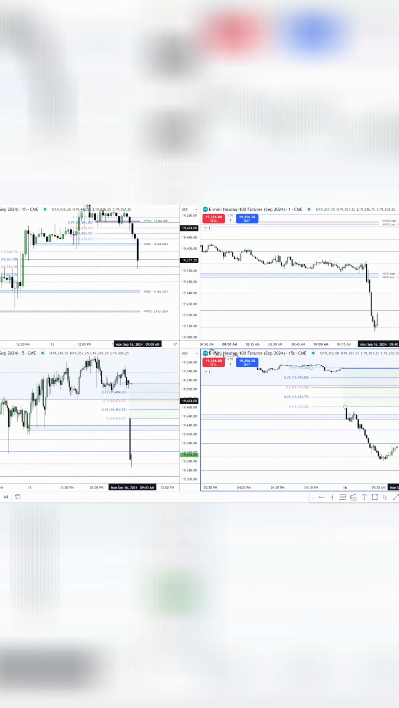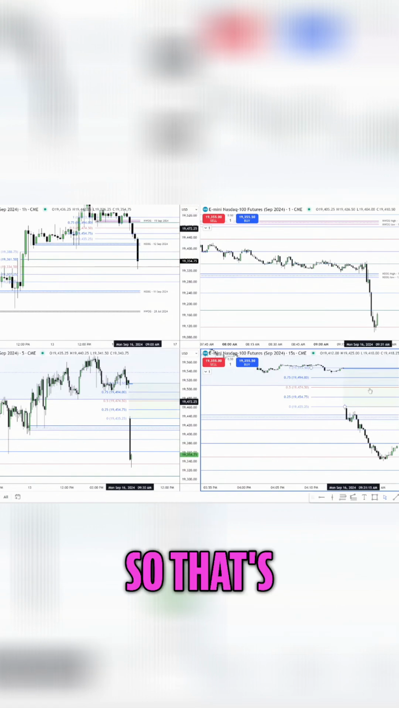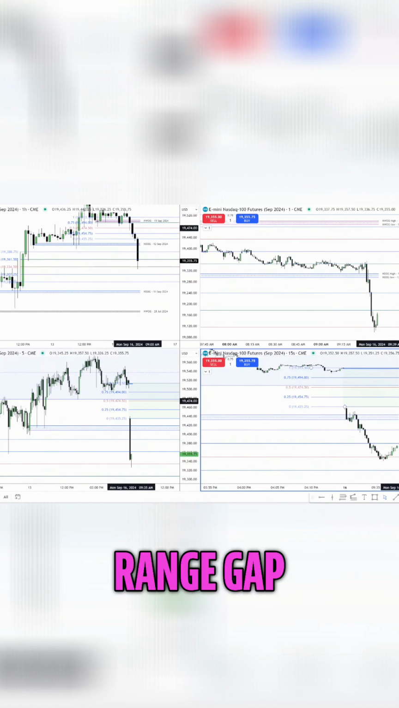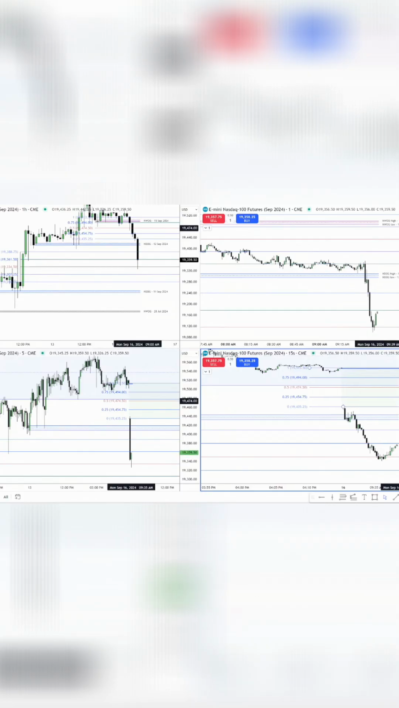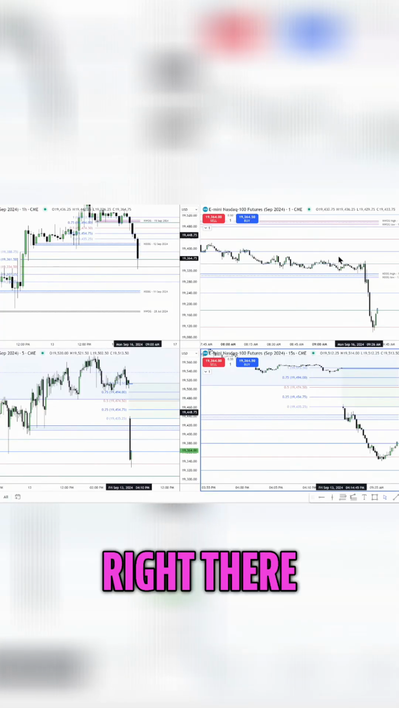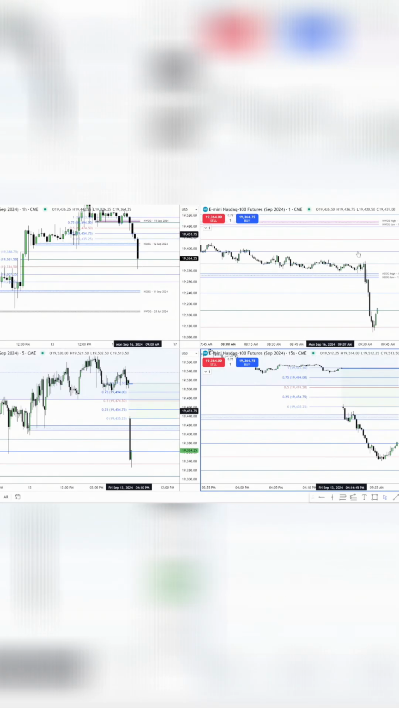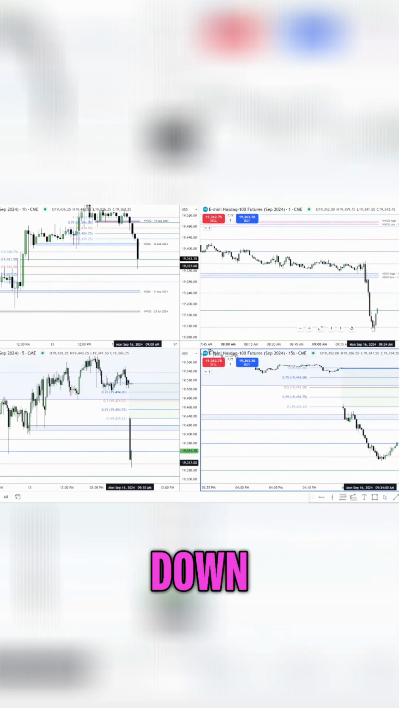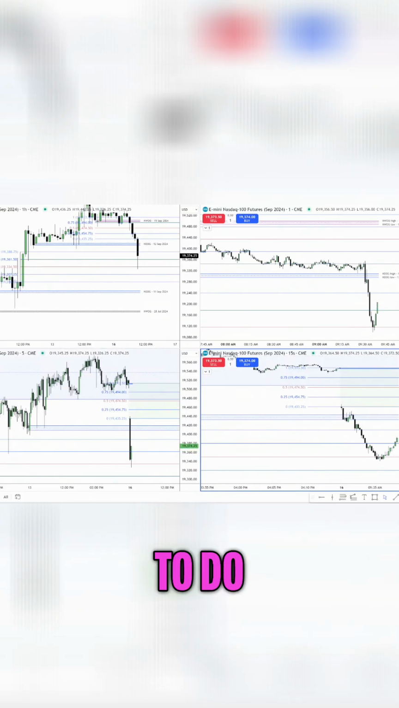Gap is here. So that's consequent encroachment of the opening range gap. If you look at the 1 minute chart, that's real nice right there. Clean, equal highs, straight down right from the opening, so you know what retail wants to do. They want to be short.